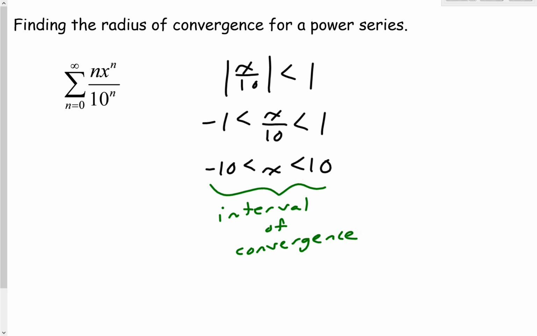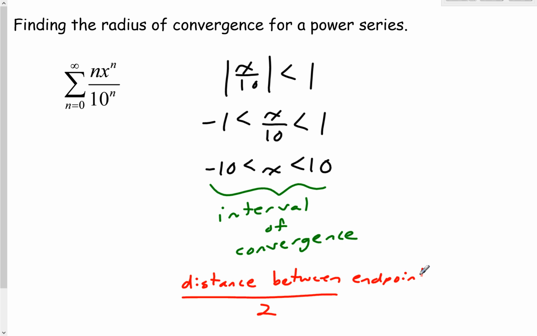In order to talk about the radius, though, I need to take the distance between the endpoints and cut it in half, and that's going to be my radius. Well, from negative 10 to 10 is 20. Cut that in half, and I get that my radius of convergence is 10.